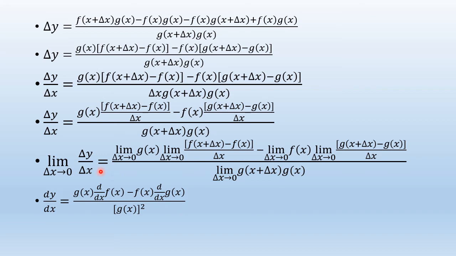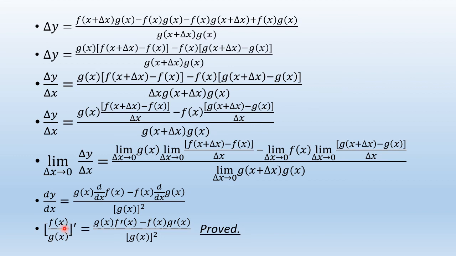So what is the final result? dy by dx is equal to g of x into d by dx of f of x minus f of x into d by dx of g of x, whole divided by g of x whole square. You may write it in prime form: f of x by g of x whole prime is equal to g of x into f prime of x minus f of x into g prime of x, whole divided by g of x whole square, and the quotient rule is proved.